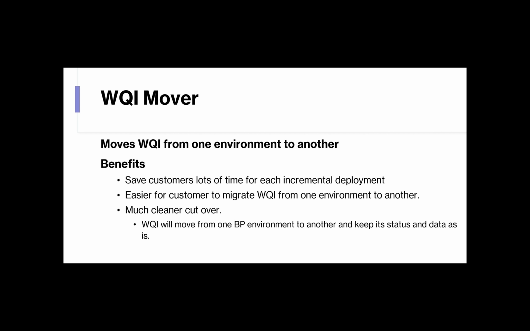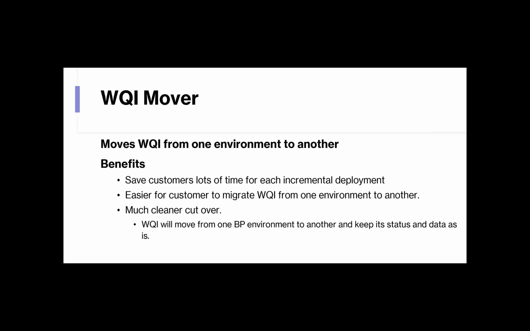Okay, it's easier for customers to migrate work queue items from one environment to another. We talked through that. It's a much cleaner cutover, right? Every work queue item will move from one BP environment to another and keep its status and data as is. So what that means is if your work queue item was in pending before, it'll come over pending. If it was in failed status before or completed, it'll move with the status as is.